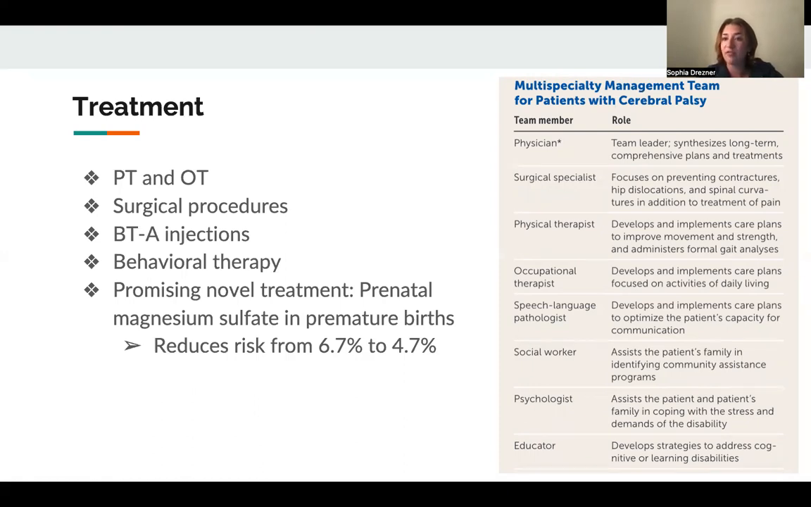Many patients who have comorbid psychiatric disorders will also address these with a mental health professional. And a new and promising treatment is the use of prenatal magnesium sulfate in premature births, and this is shown to reduce the risk of cerebral palsy and premature infant death from about 6.5% to 4.5%.